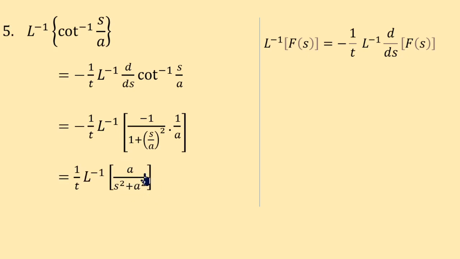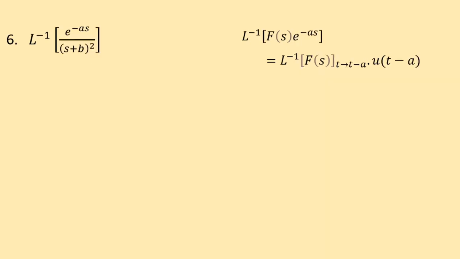We know this: the Laplace transform of sin at is a by (s square plus a square). The inverse Laplace transform of a by (s square plus a square) is sin at. So, 1 by t into sin at is sin at by t. So, this is the answer for the inverse Laplace transform of cot inverse of s by a. Followed? Okay. Next question.